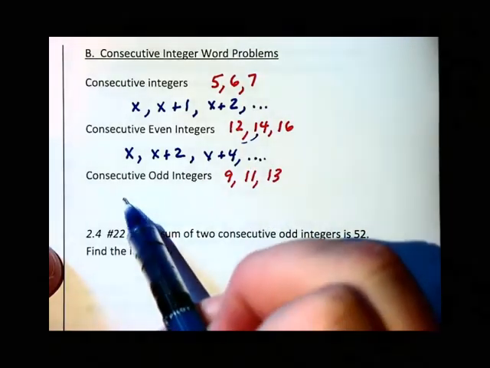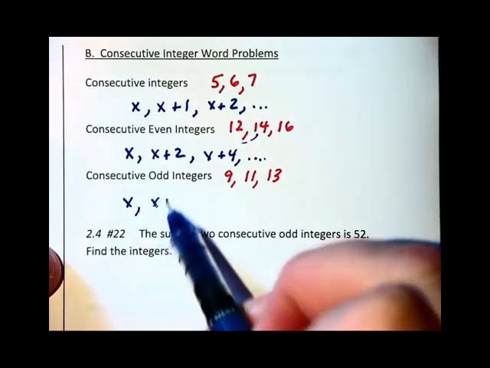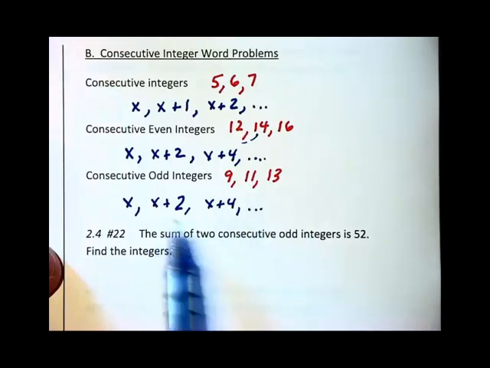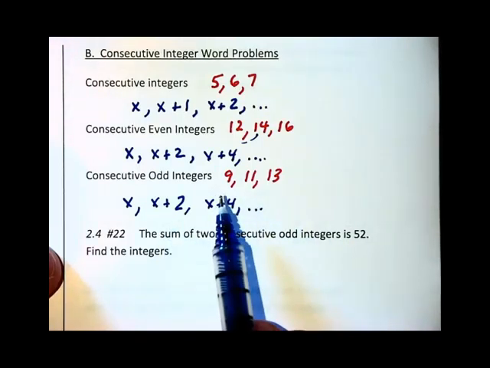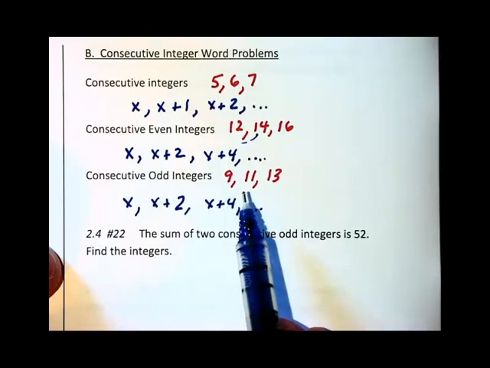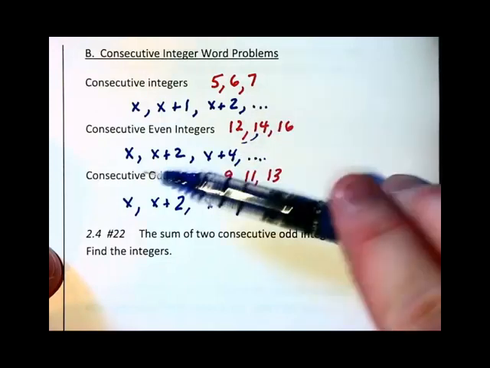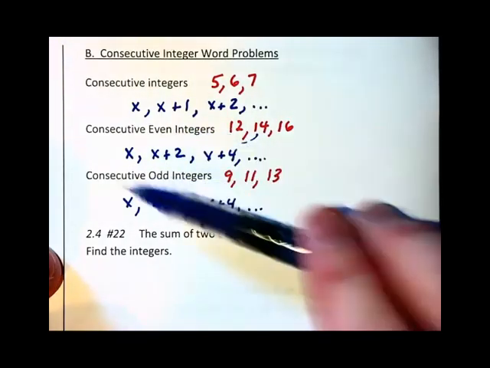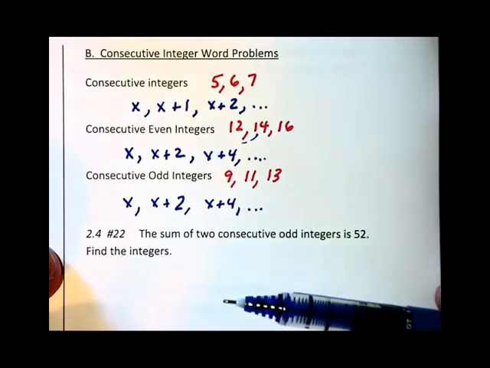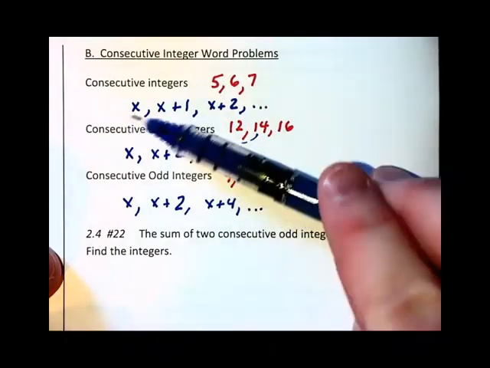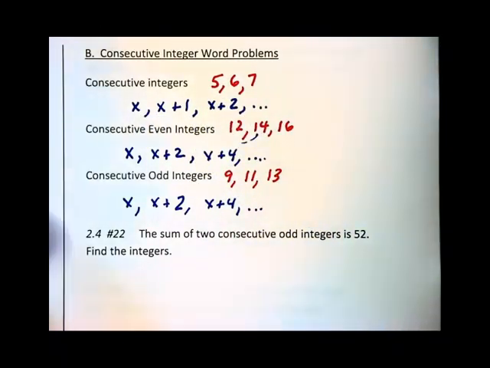And then for consecutive odd, it will be x, x plus 2 again, and x plus 4 again. Do not go x plus 1 and x plus 3, because notice to go from 9 to 11 you added 2, and to go from 11 to 13 you added another 2. Anytime the word even or odd is present, you'll be using the x plus 2 pattern, and whenever the word even or odd is missing and you just have plain consecutive integers, you're using the x plus 1, x plus 2 pattern. So what I have right there is kind of like a code list to help you get started with these problems.